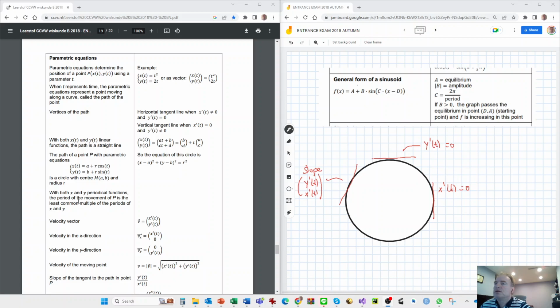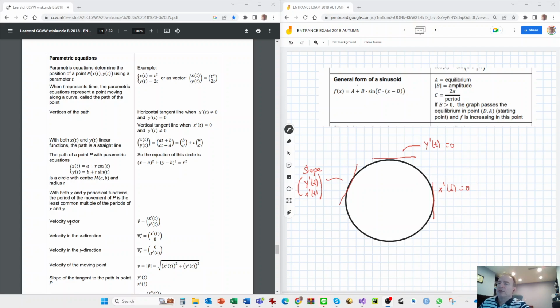Now, if both x and y are periodic functions, then the period of the total movement of point P is the least common multiple of the periods of x and y. And remember that the periods can be found from the coefficient in front of t in case of this parametric function. So from this you can find the period of x and of y, and then you just need to take the least common multiple of these two periods.